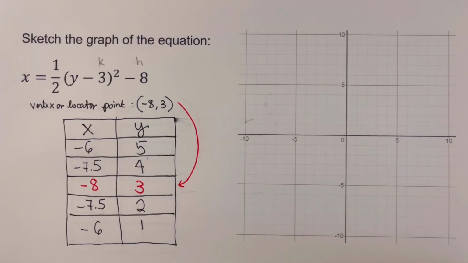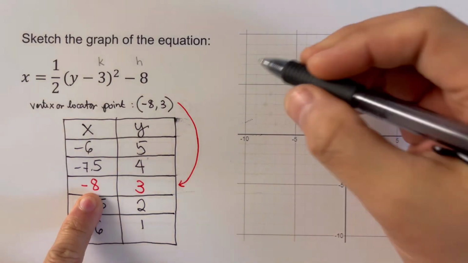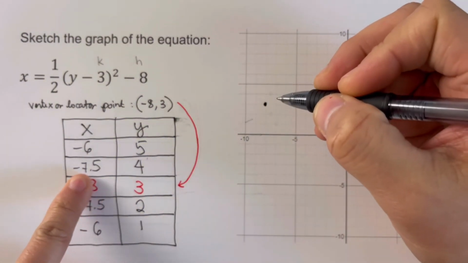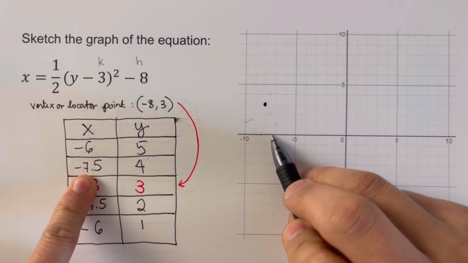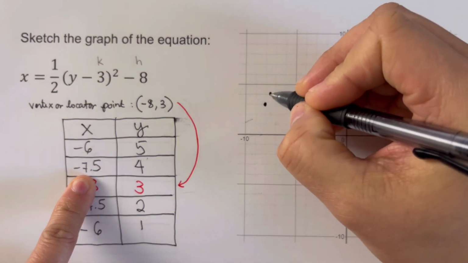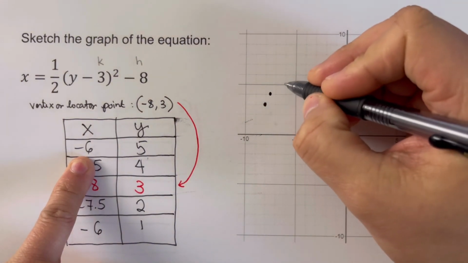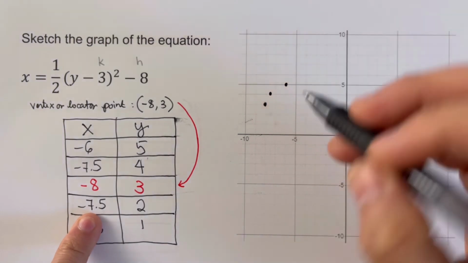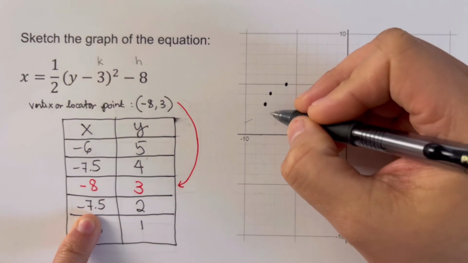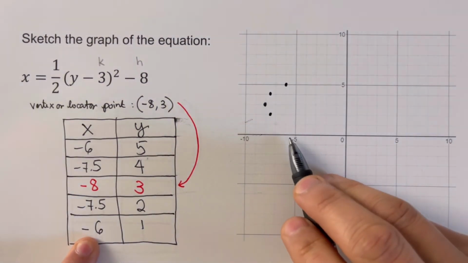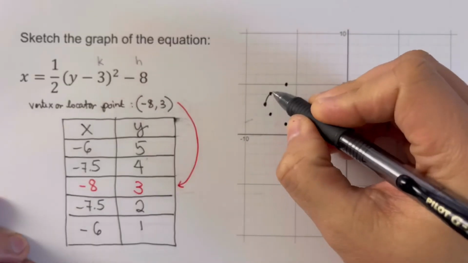Okay, so we go ahead and sketch the graph for this equation. So we have -8 goes with +3, so it's going to sit right here. We also have -7.5, so this is -5, -6, -7.5 goes with 4, so it's going to go up here. Then we have -6 goes to 5, so it's going to go up here. And then we have -7.5. It's going to go up here, and then it's going to be paired up with 2, so it's going to sit right here. And our -6 goes with +1, so it's going to sit here. And so we're ready to sketch the graph.